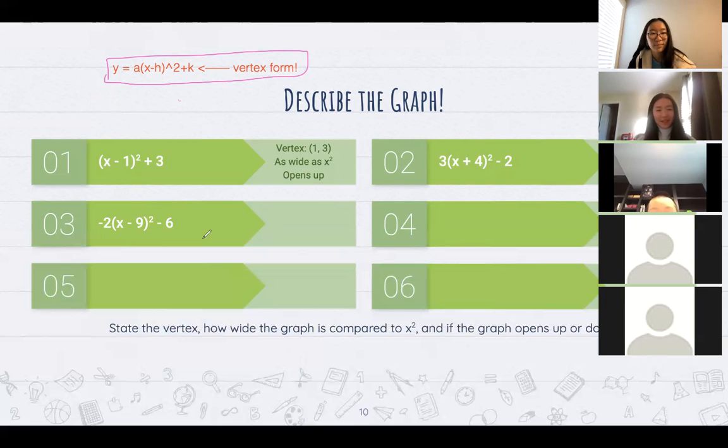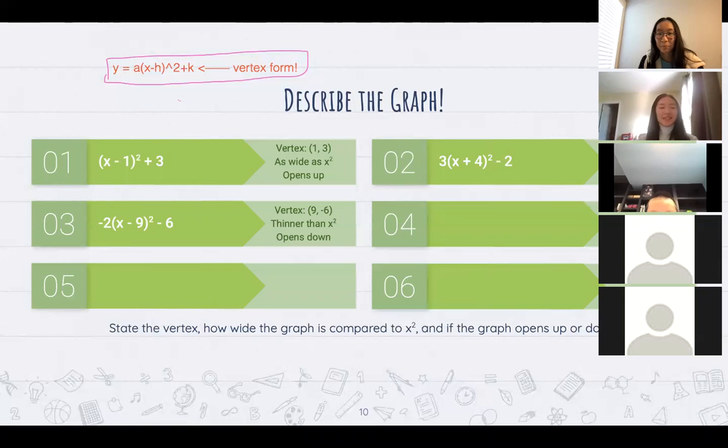The vertex would be 9, 6. No, 9, -6. And it would open down because A is -2, so it's a negative number. And now this is the hard part. It would be wider, skinnier than x squared. Why is it skinny? Because I don't know. Okay, so I think this is the hardest.